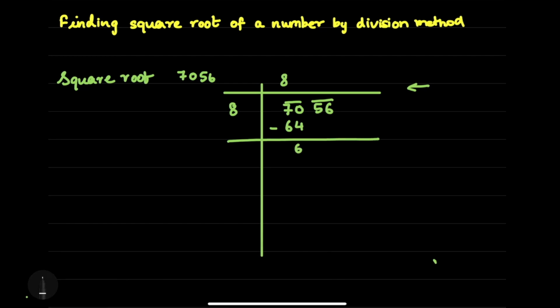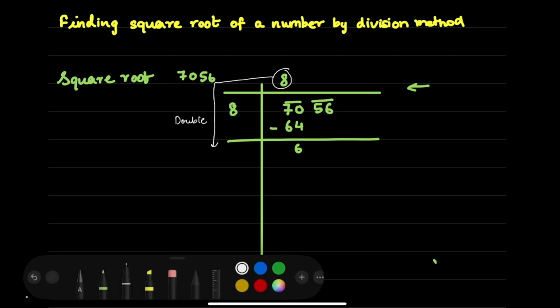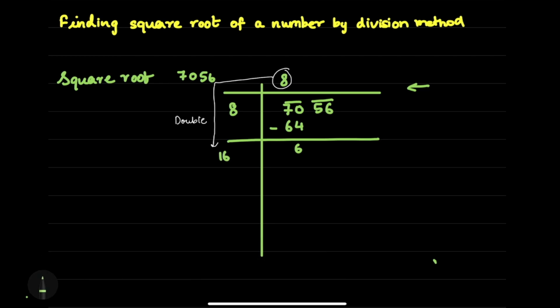Now there's an interesting thing that happens. We'll take this digit and find the double of it, and that will become 16. And then we'll bring this one down, 56. So we have 656, and then we have 16. Then we have to find the largest possible digit to fill in the blank, which will also become the new digit in the quotient. So let's see what happens.